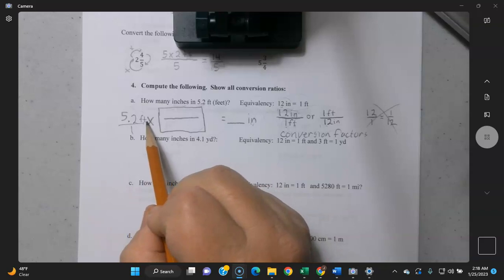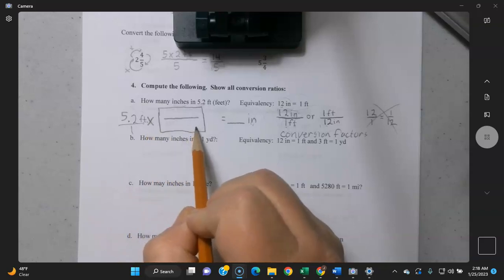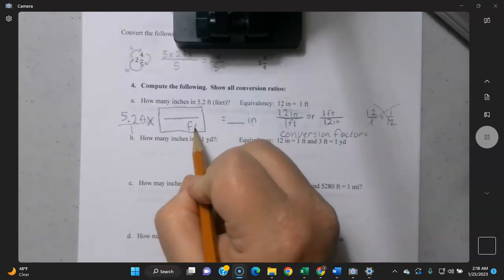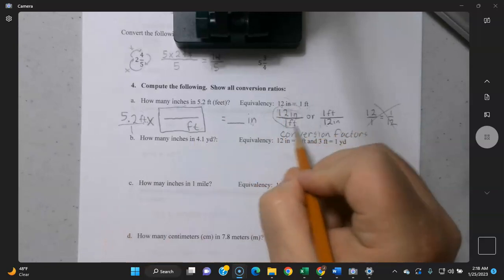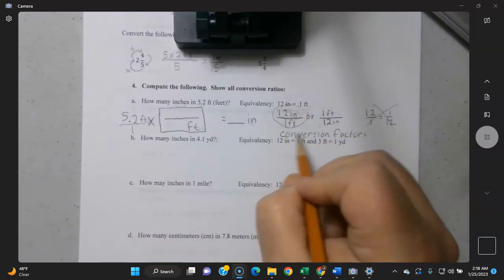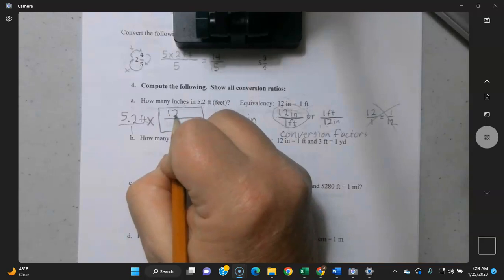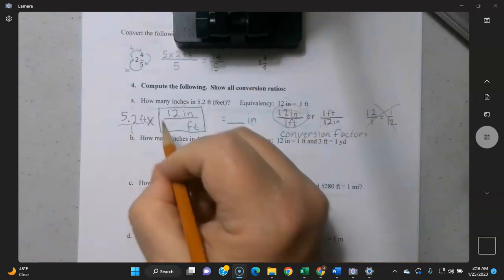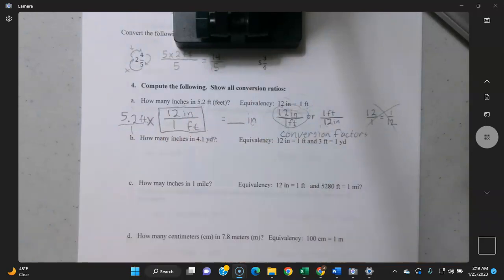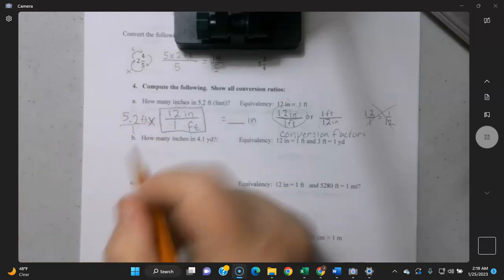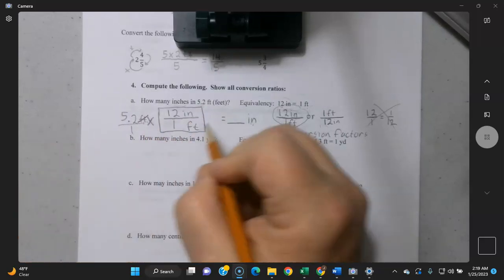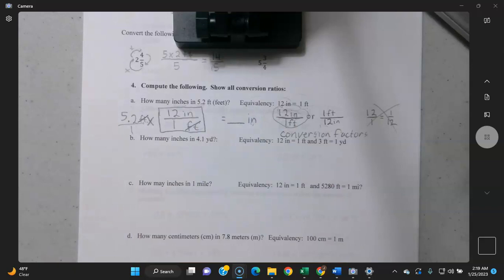So feet is in the numerator. That means we need feet in the denominator. We need it down here to cancel. So we're going to choose this one, the one that has feet in the denominator. So it's 12 inches for every 1 foot. Now notice we're not doing anything with numbers yet. We're simply going to cancel feet on the top and feet on the bottom. You cancel them just like they were a number. 2 over 2, 3 over 3, anything, it cancels.